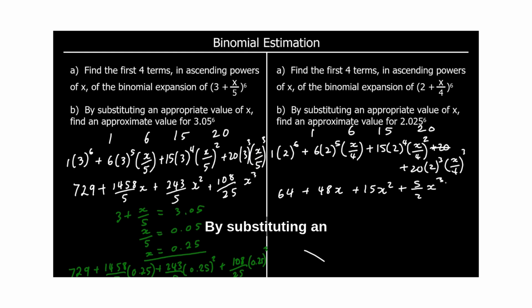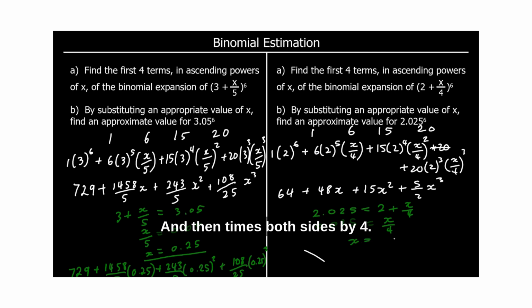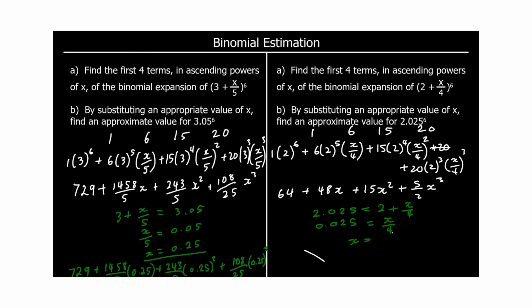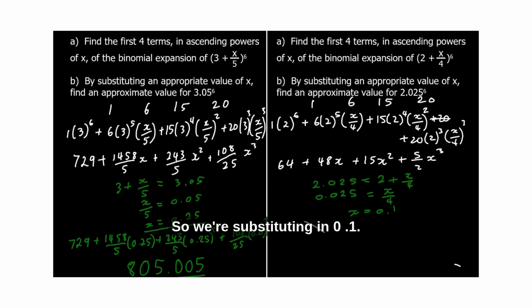By substituting an appropriate value of x, find an approximate value for 2.025 to the power of 6. So if 2.025 is equal to 2 plus x over 4, 0.025 must be x over 4, taking away 2 from both sides. And then times both sides by 4. So 4 times 0.025 is 0.1. So we're substituting in 0.1.